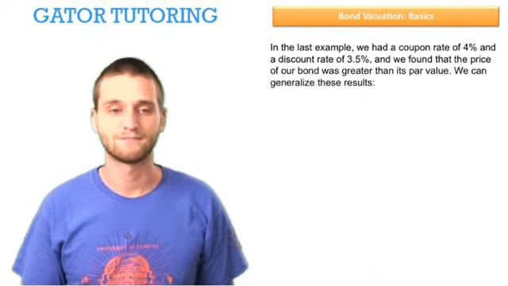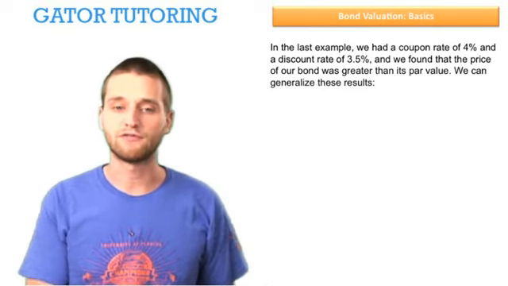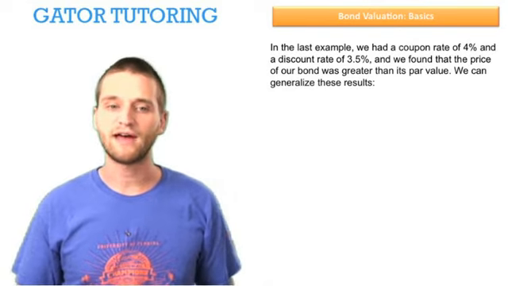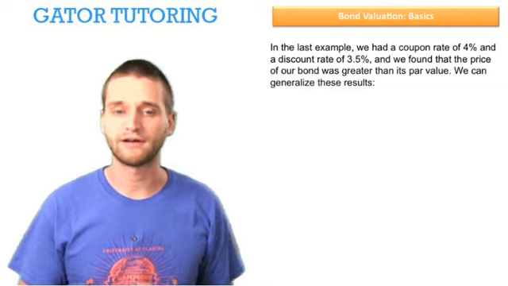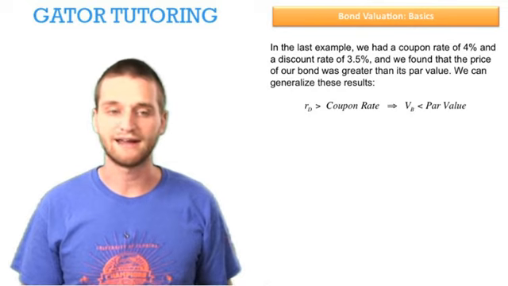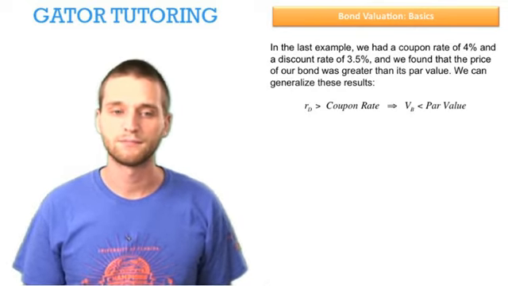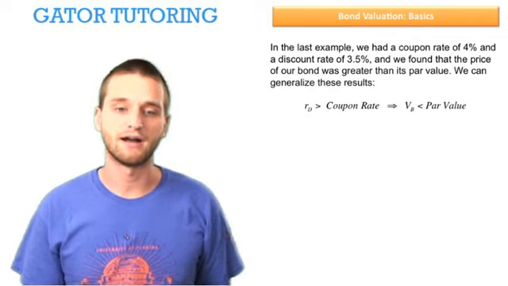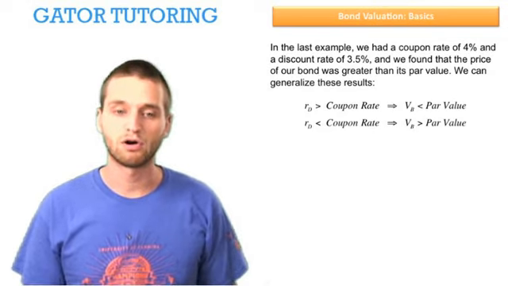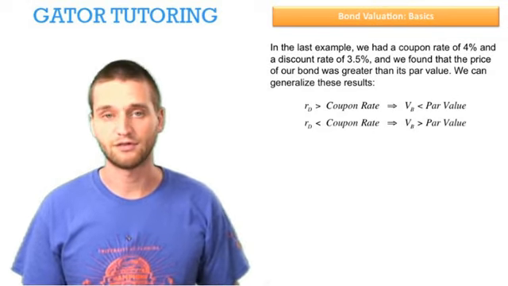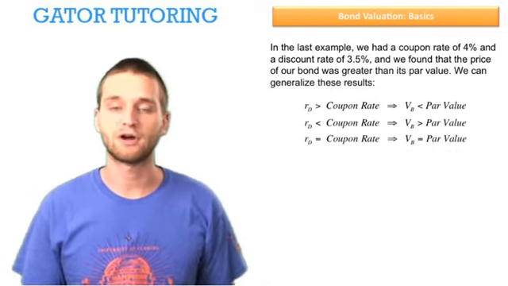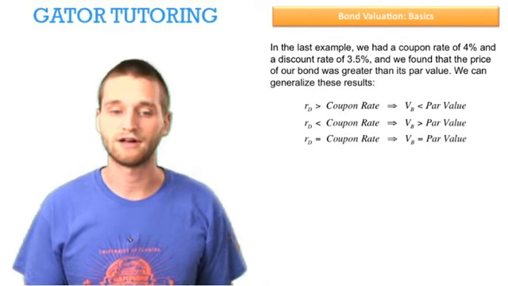So in the last example, we had a coupon rate of 4% and a discount rate of 3.5%, and that was every 6 months. And we found that the price of our bond was greater than its par value. We can generalize these results. If the discount rate, the return on debt, is greater than the coupon rate of the bond, then we're going to get a price today of the bond that's less than the par value. If the discount rate is less than the coupon rate, we're going to get a current price today that's greater than the par value. And if the return on debt, the discount rate, is equal to the coupon rate, the price today of the bond is going to be exactly equal to its par value.